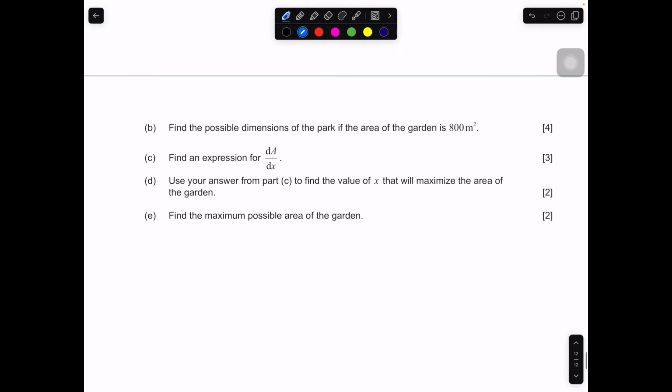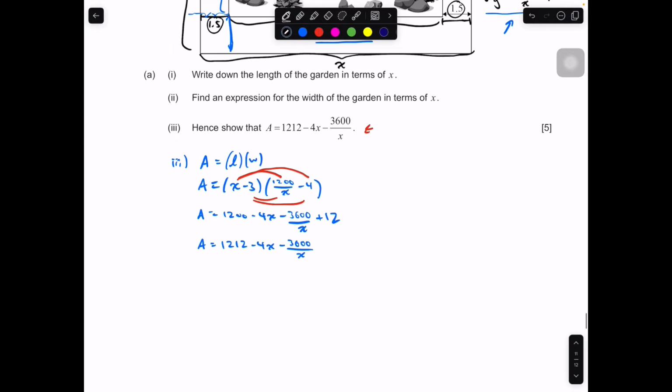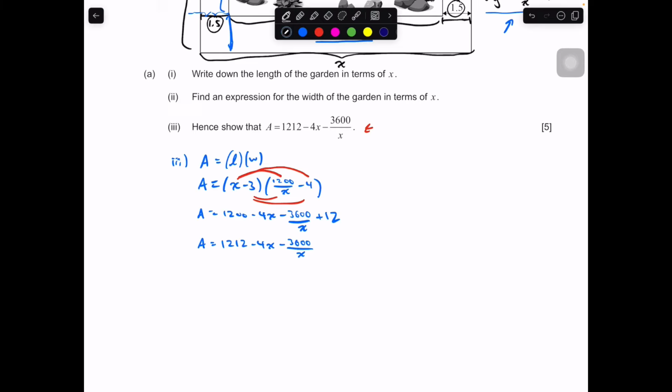Alright, find the possible dimensions of the park if the area of the garden is 800 meters squared. Okay. Find the possible dimensions of the park if the area of the garden is equal to 800 meters squared. So it's interesting. We have area of the park and we have area of the garden. So we have this formula for the area of the garden, and here it is.